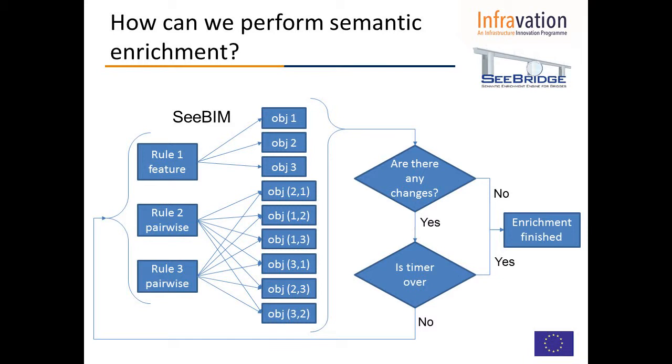In theory, we can make such a mistake in the rule set that 2 rules consecutively change 1 bit of information back and forward, creating an infinite loop. We added another stop condition where the system will stop after a given amount of time. In the case that no changes have been made, the enrichment process will finish.